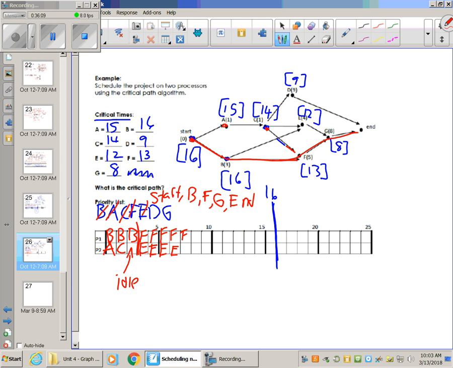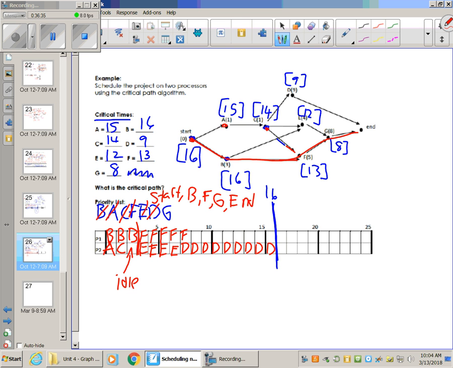All right, next one on the list is D. D's prereq is only C, so really I can give it to P2 or P1. Let's keep it as far left as we go. How about right here? Processing time of 9. 1, 2, 3, 4, 5, 6, 7, 8, 9. Hey, what do you know? Right there at 16. So hopefully I won't go past that or I've messed up.